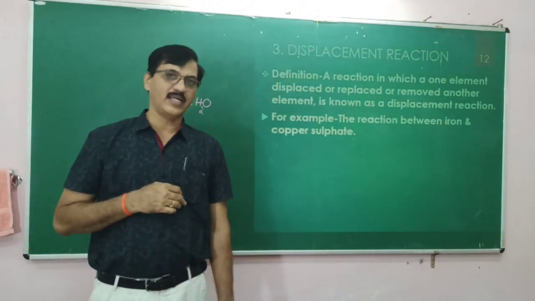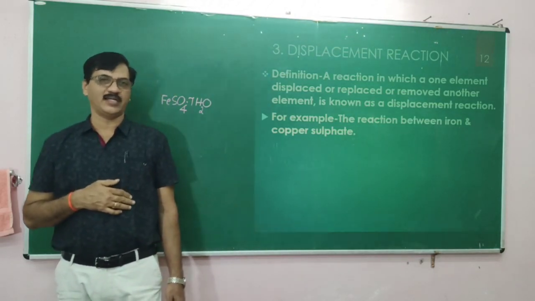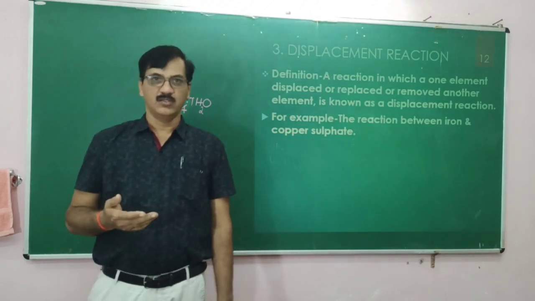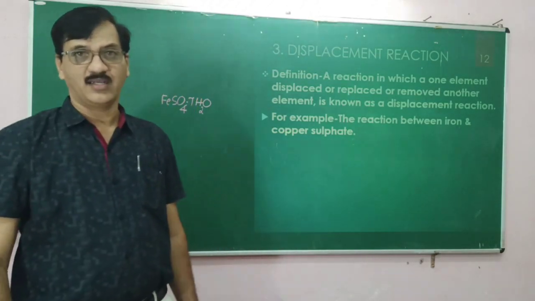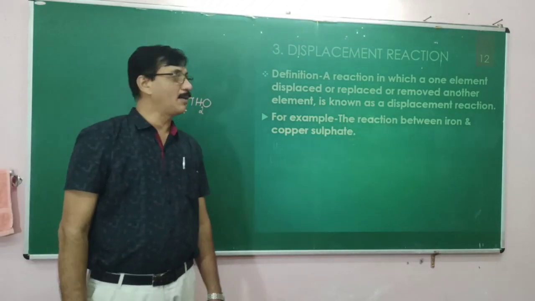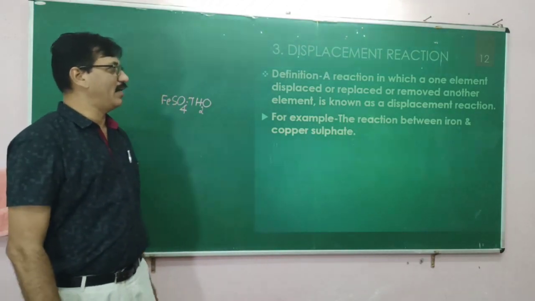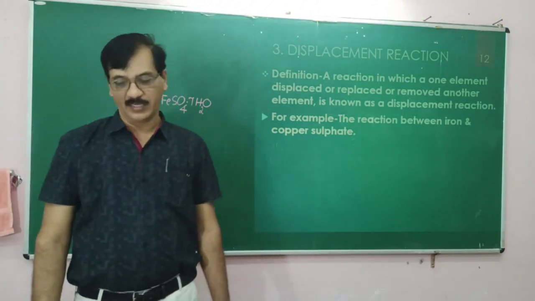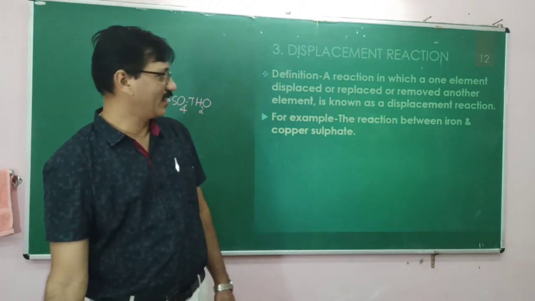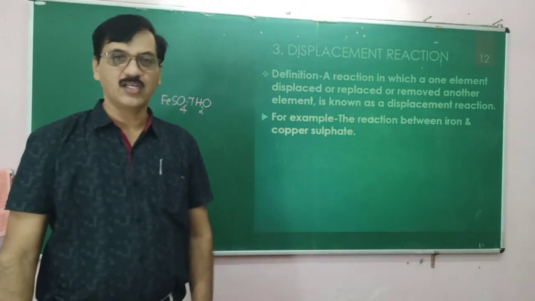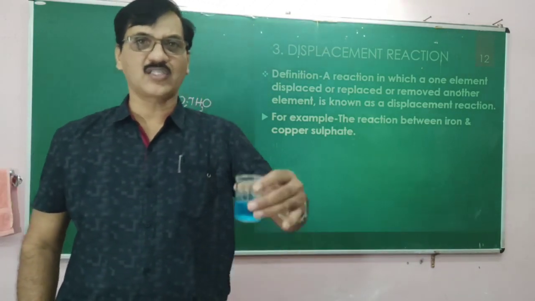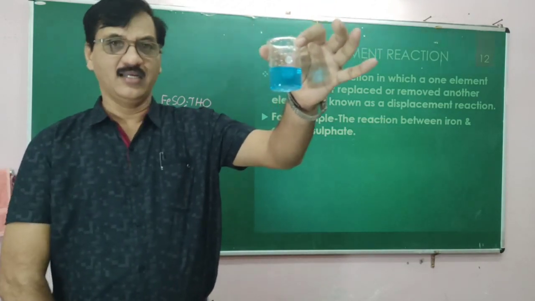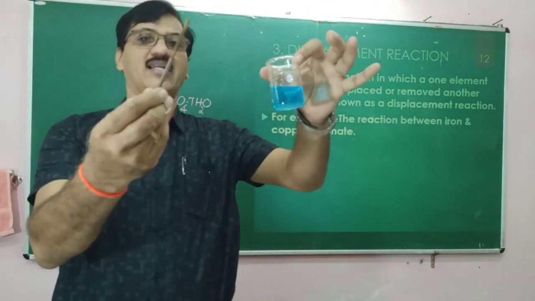Now coming to the displacement reaction, the third type of reaction. So one displaces the other. This is found in chemical compounds. A reaction in which one element displaces or replaces another element is known as displacement reaction. Let us take the example of iron in copper sulfate. Here is copper sulfate solution, which is blue in color, right? And here is an iron nail.